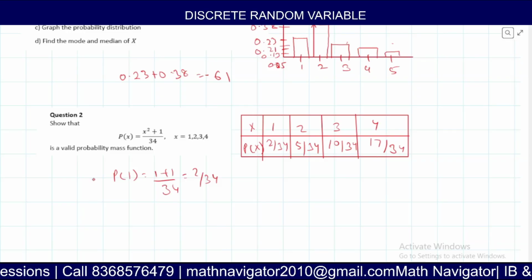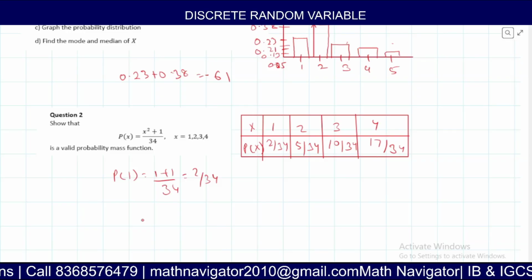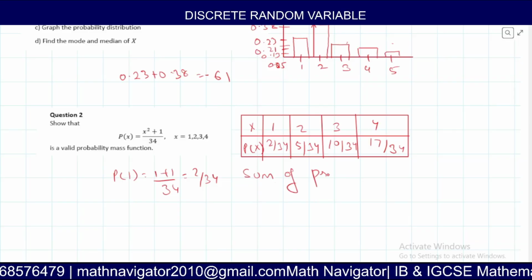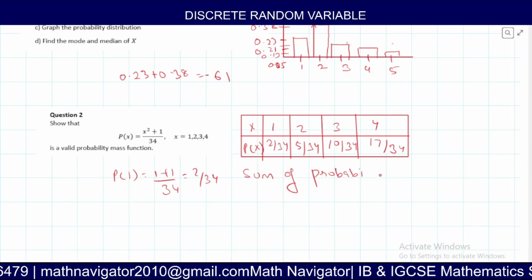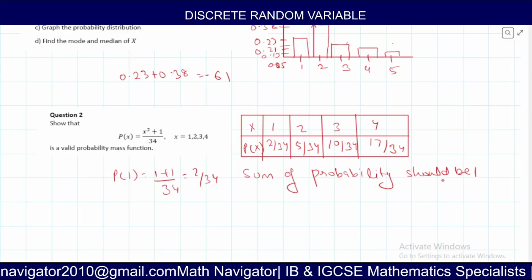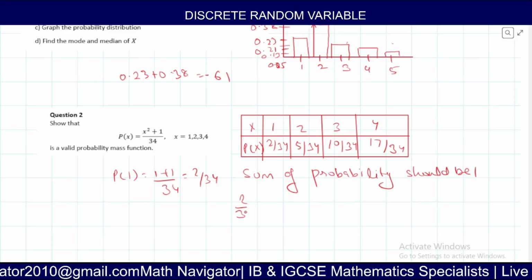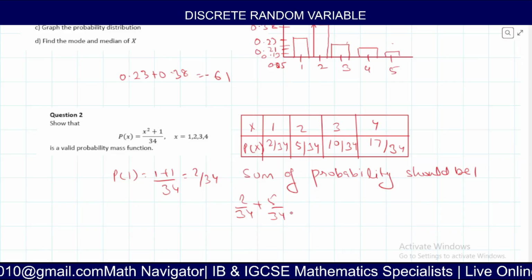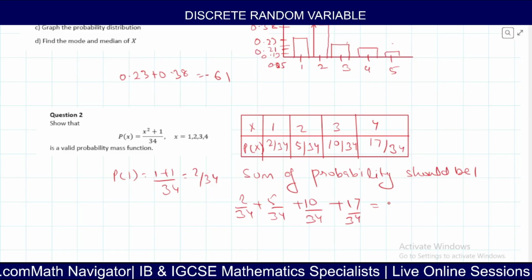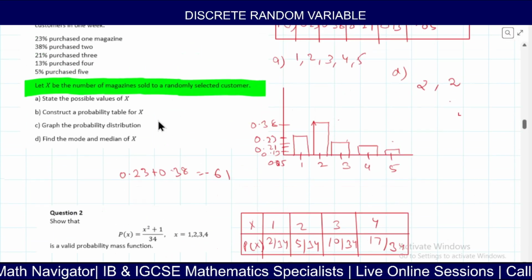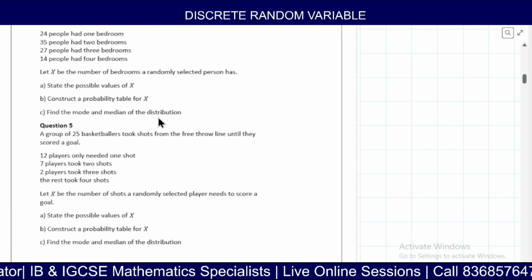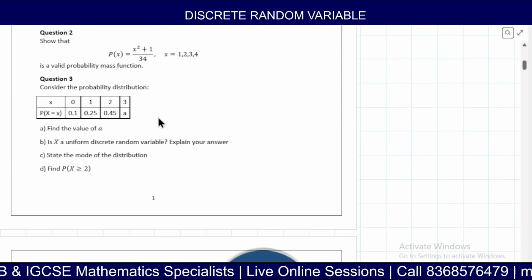So what do you mean when we are saying it is a valid probability mass function? Because the sum of probabilities should be 1. Got it? So this means 2 over 34 plus 5 over 34 plus 10 over 34 plus 17 over 34 is equal to 1. So that means it is a valid probability function. Got it? Let's move to question 3rd.